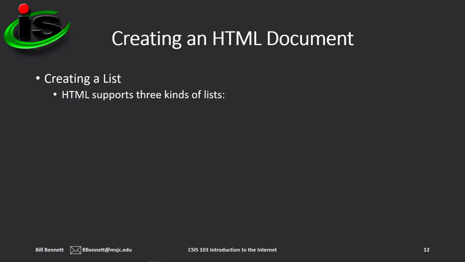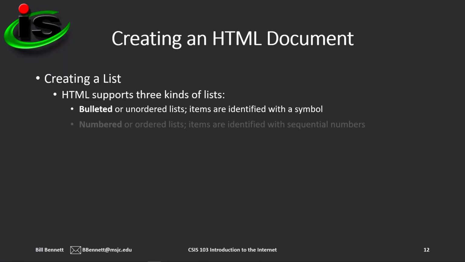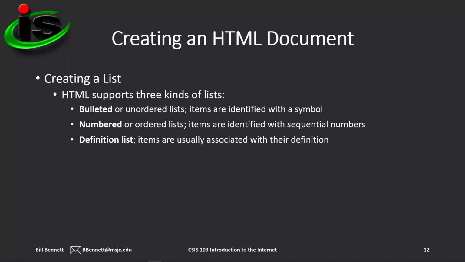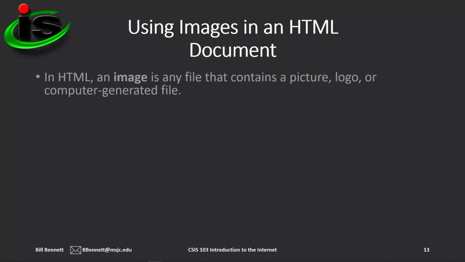HTML supports 3 kinds of lists. You've already seen the bulleted or unordered list, where the items are identified with some sort of a symbol to the left. A numbered list or an ordered list identifies the items in sequential order. And in a definition list, the items are usually associated with their definition.